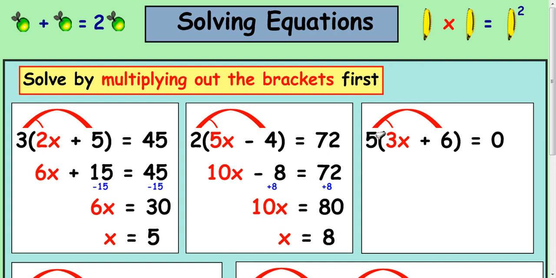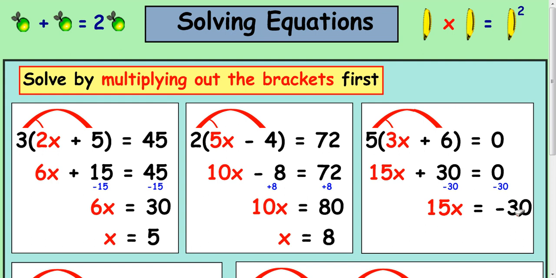Okay, the last one here, 5 times 3x gives you 15x, again multiplying the bracket out first. Remember to do the 5 times the 6, a common mistake is just to write plus 6 here, but you need to multiply by 5, so that becomes 30, and that comes to 0. So, I don't want the plus 30 there, so take it away from both sides. Don't be frightened, you can do 0 take away 30, and that's negative 30, so 15x is negative 30. And divide both sides by 15. So 30 divided by 15 is 2, negative 30 divided by 15 is negative 2.